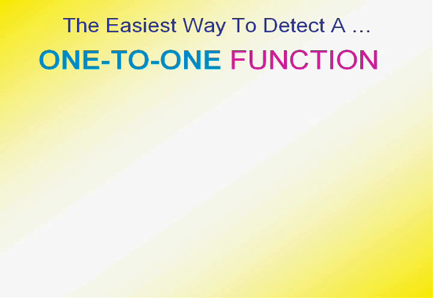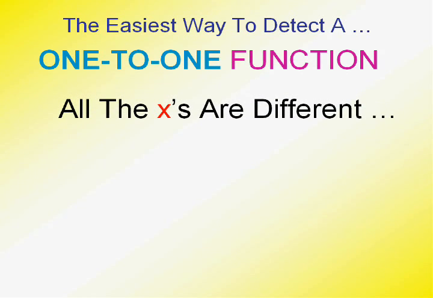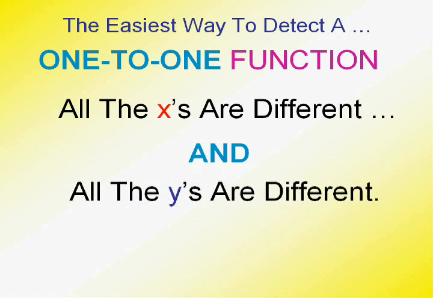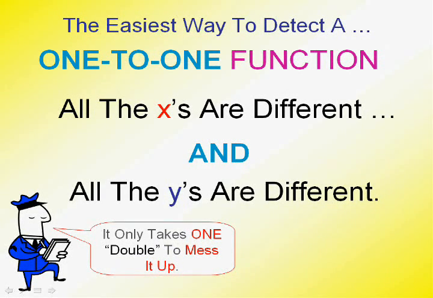It's probably the easiest way to detect a one-to-one function: all the x's are different and all the y's are different. And don't forget, it only takes one double to mess anything up.